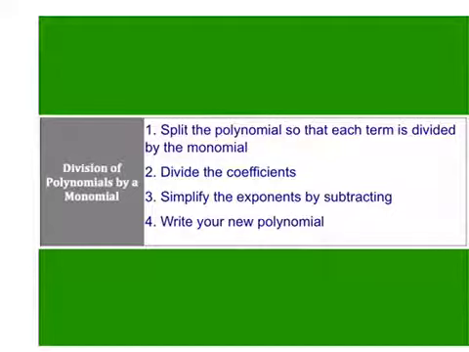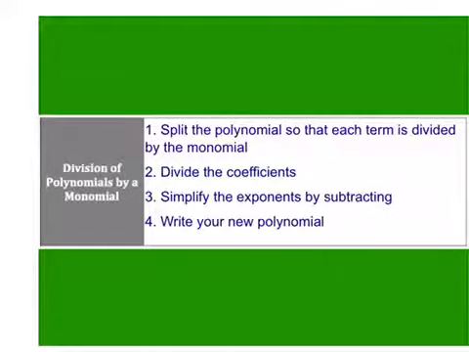So step number 1, we want to split the polynomial so that each term is divided by the monomial. So a polynomial, remember, has different terms or different pieces to it. We want to take each piece and divide it by the monomial in the denominator. So we're going to split that up first.